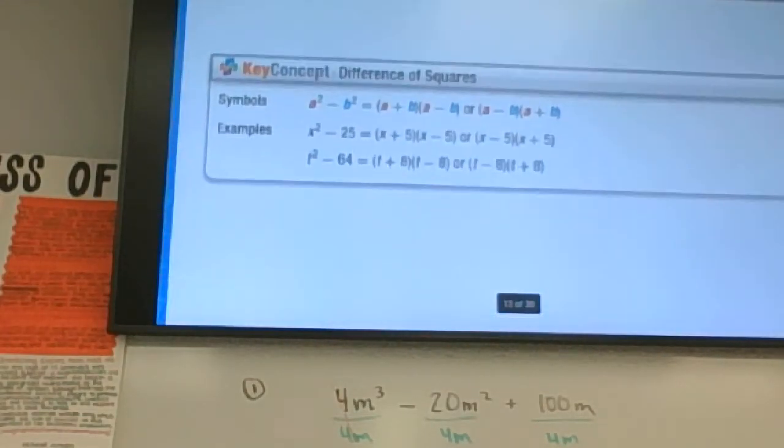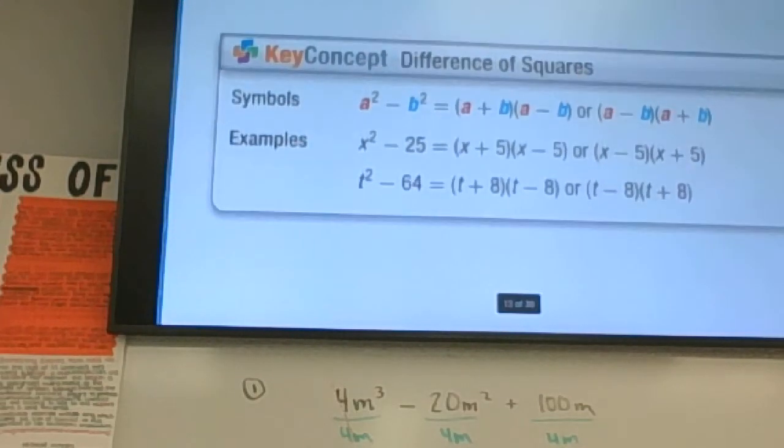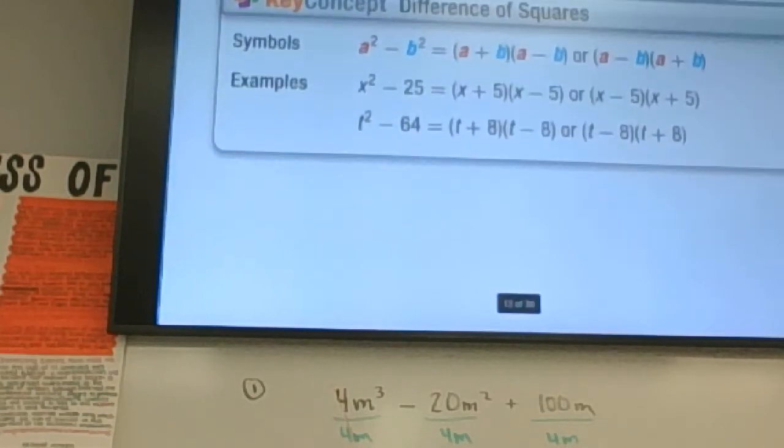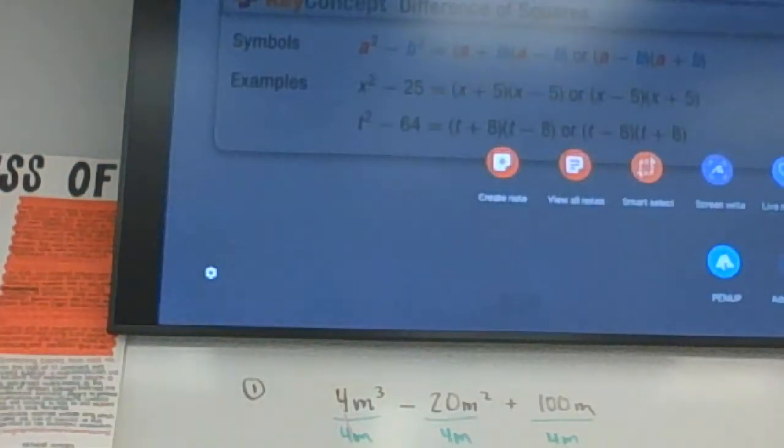Alright. I can't see that part. So when you're factoring, we'll start here with this problem called the difference of two squares. It's kind of the theme of today's work.